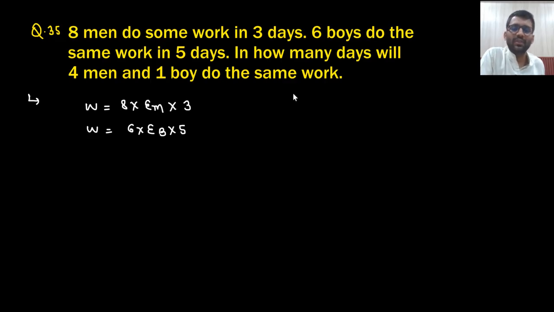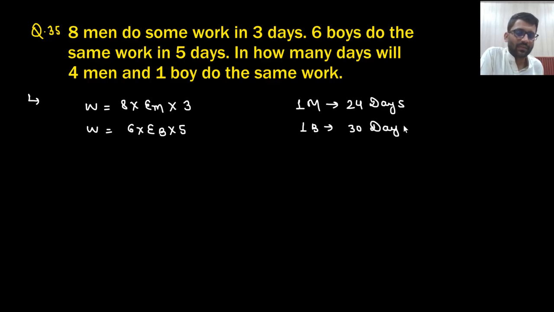So better I would do this with this method. 1 man can do the work in 24 days, right? 8 men can do the work in 3 days, so 1 man can do the work in 24 days. 1 boy can do the work in how many days? 6 boys can do the work in 5 days. That means 1 boy can do the work in 30 days, right? So I will take the LCM. What will be the LCM?